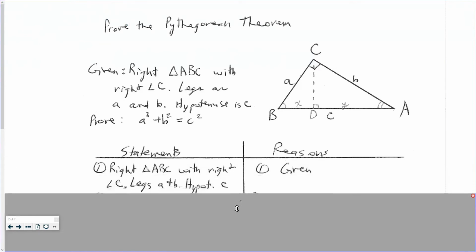So we're going to start out with our given. So you should write that down as your first statement. Pause the video as needed.